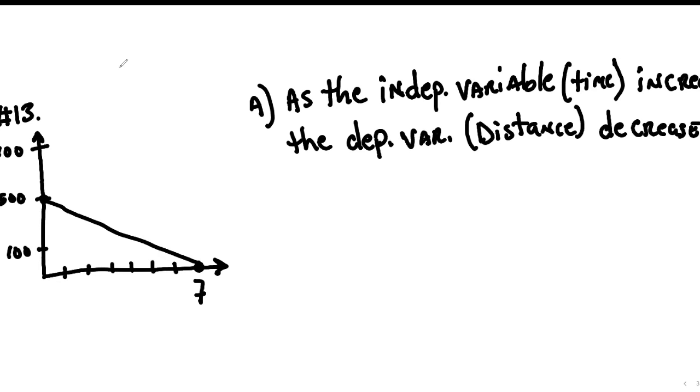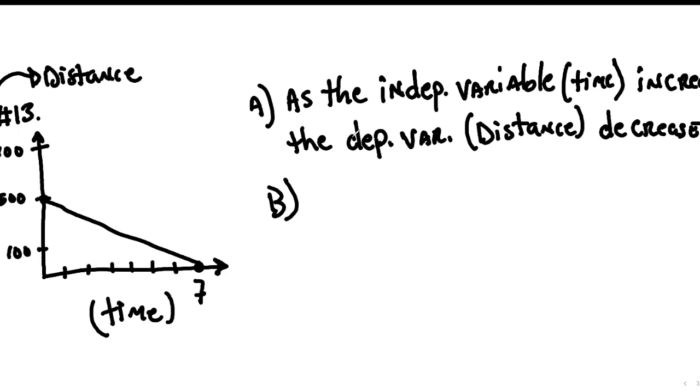So as the horizontal axis gets larger and larger, remember this here, horizontal is time, where the vertical is my distance. So as time grows, my distance gets smaller. As time grows, my distance actually shrinks and gets smaller. So let us look at part B. They want us to compute my slope.